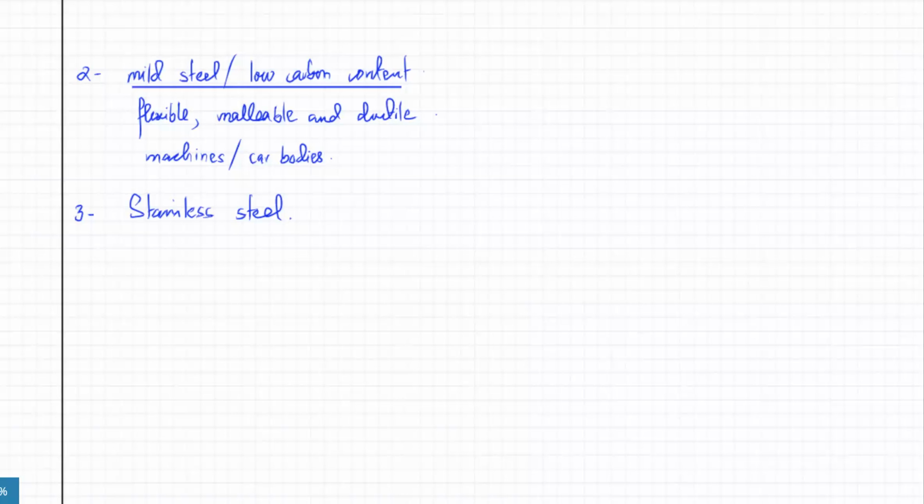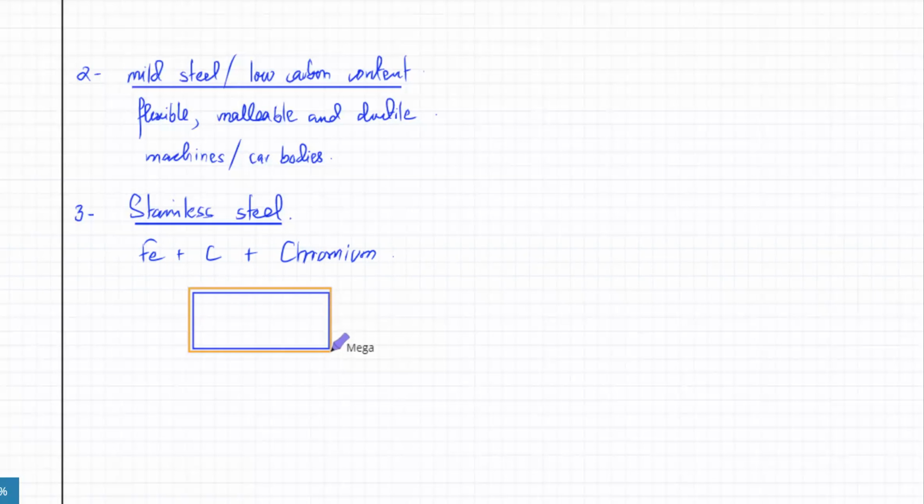Sorry. Okay, stainless steel, that's the last one. In stainless steel, you've got iron plus carbon plus chromium in the middle, okay? So it's Fe plus carbon plus chromium mixed into it. What chromium does is it forms a top layer, a very shiny top layer of chromium oxide.